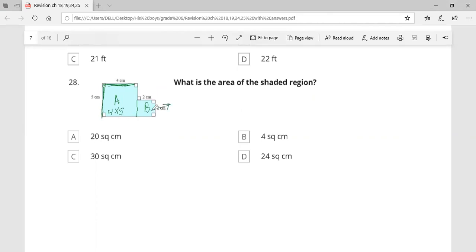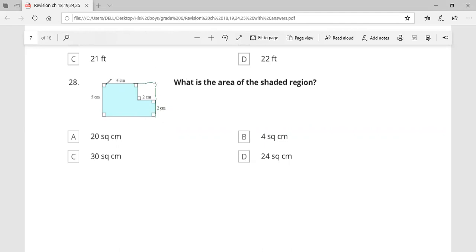And how to get B? We have a length and a width: 2 multiplied by 2. The total shape is 4 multiplied by 5 plus 2 multiplied by 2. Here is 20 plus 4 equals 24 square centimeters. Here is one way. We have another way. We can do it like this.